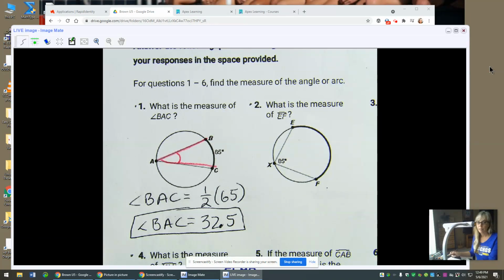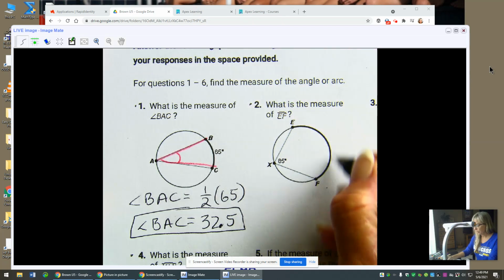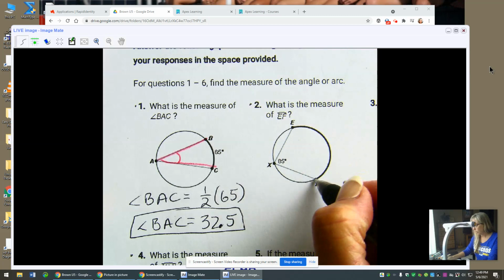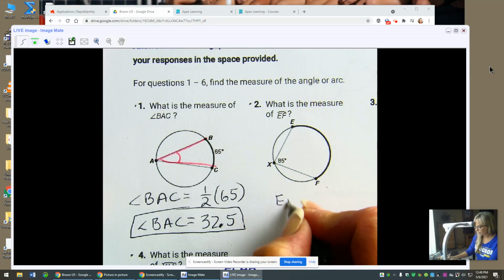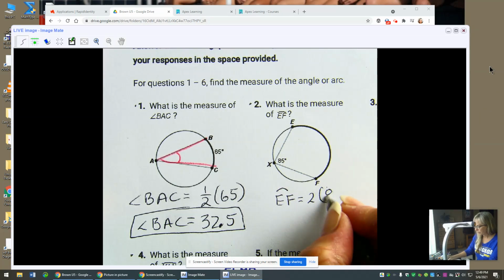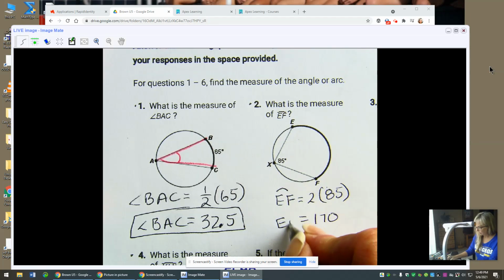Okay, that's it. Half of the intercepted arc. The inscribed angle is half of the intercepted arc. Well, this time we have the angle, so we're going to have to double it to get that intercepted arc. We're looking for arc EF, and we're going to have to double the angle to get the arc. So we get 170. Arc EF is 170.